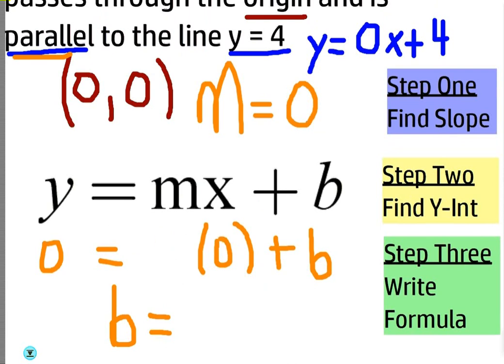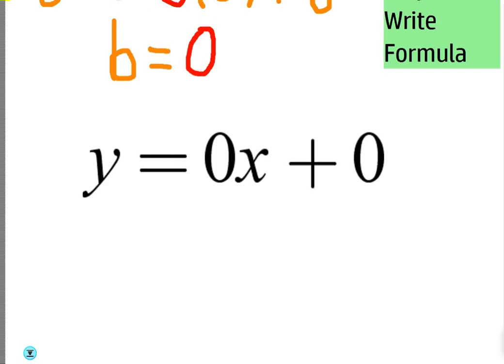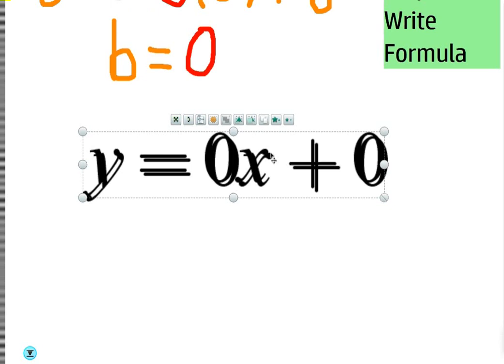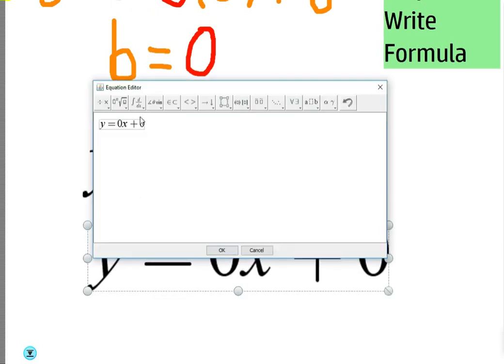So y equals 0x plus 0. We're going to simplify that. Just b equals 0. So when we plug in the slope and the y-intercept, it's 0x plus 0, or y equals 0. That just becomes 0 times x is 0, plus 0 is 0. So your final answer is y equals 0.